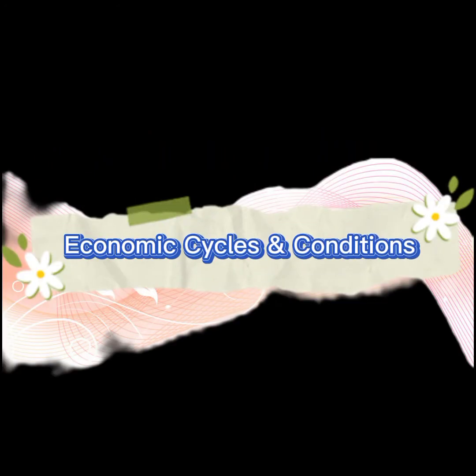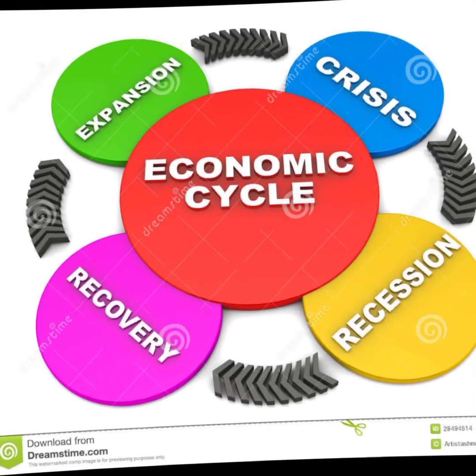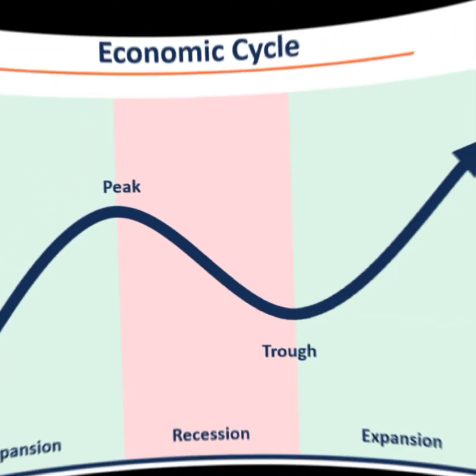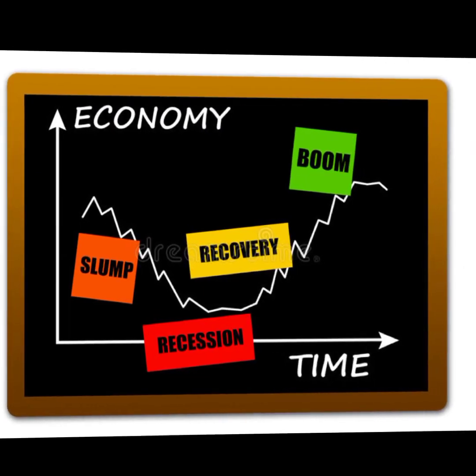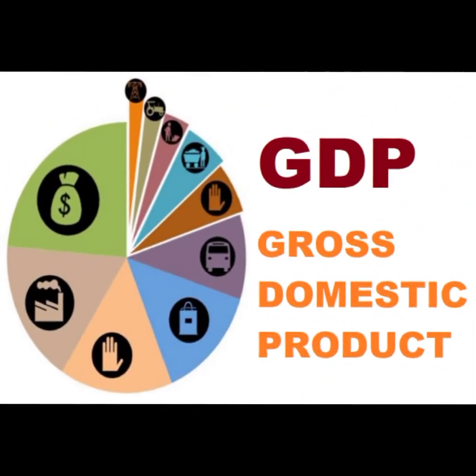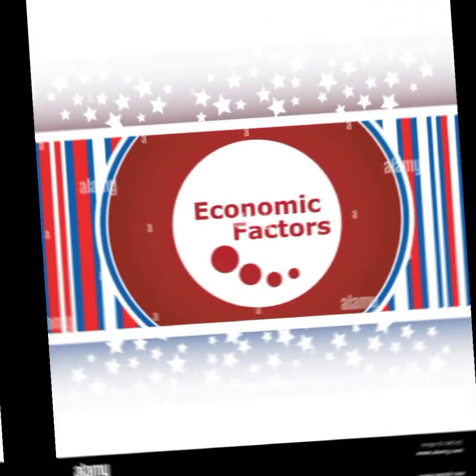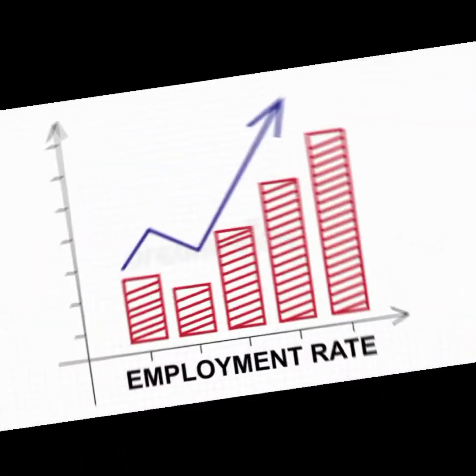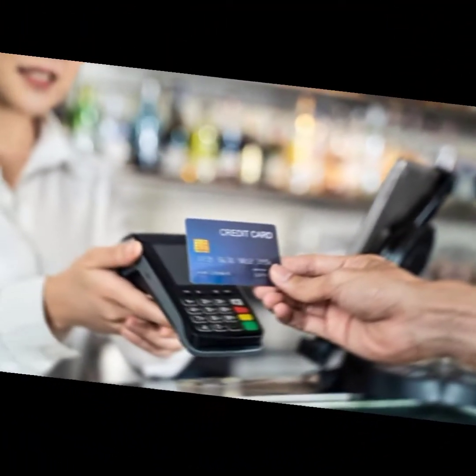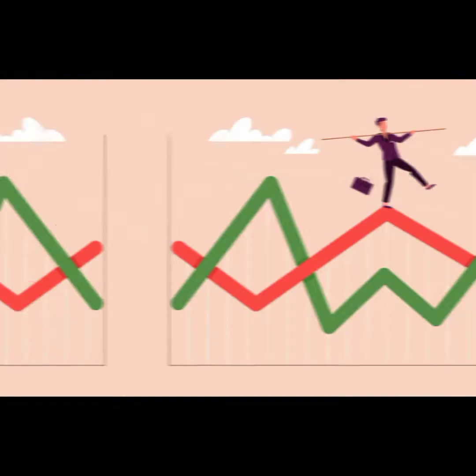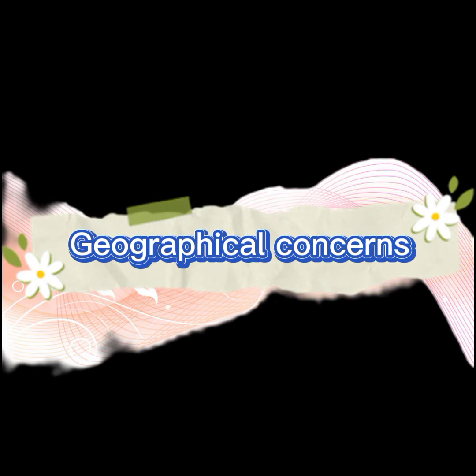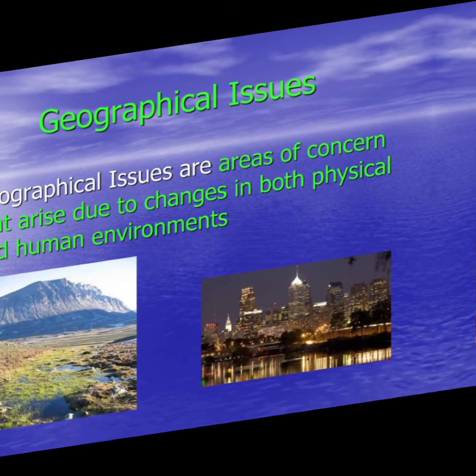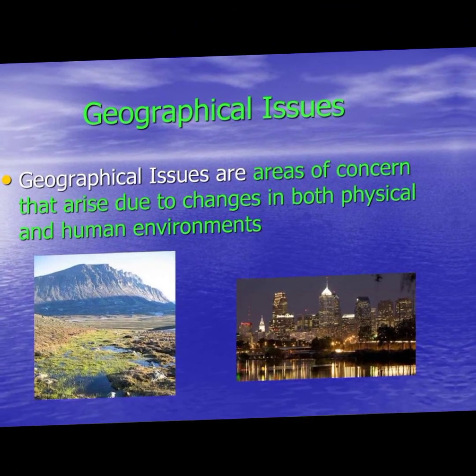Economic cycles and conditions. The economic cycle is the fluctuating state of an economy from periods of economic expansion and contraction. It is usually measured with the gross domestic product of a country or region. Other economic factors such as employment rates, consumer spending, and interest rates can also be used to determine the stage of the economic cycle. Geographical concerns. Geographical concerns are areas of issues that arise due to changes in both physical and human environments.